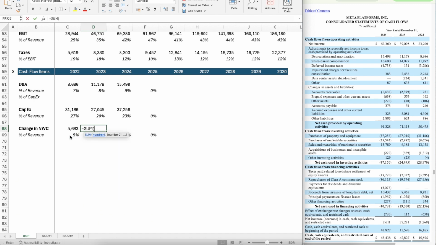We do the same again. Sum: minus 2399 plus 559 minus 80 plus 51 plus 5081 plus 624. Equals sum: minus 1485 minus 698 minus 270 plus 373 plus 323 plus 2805.